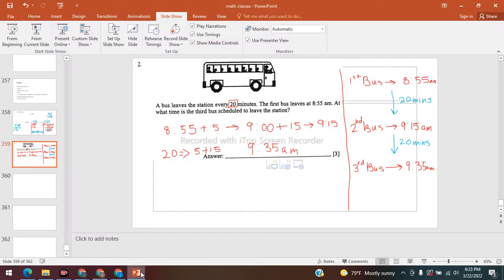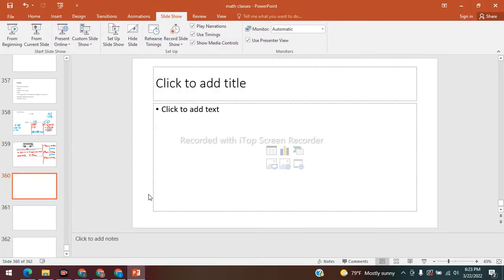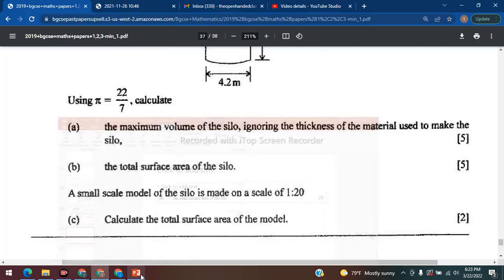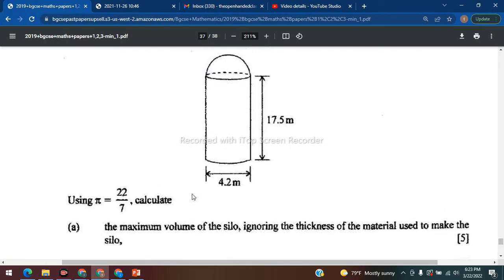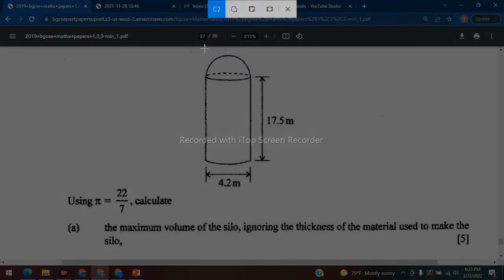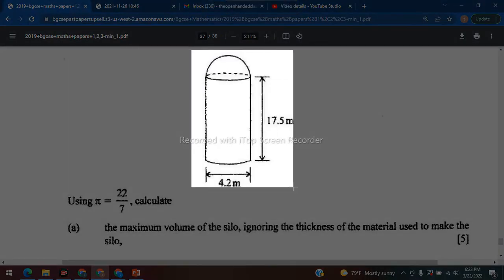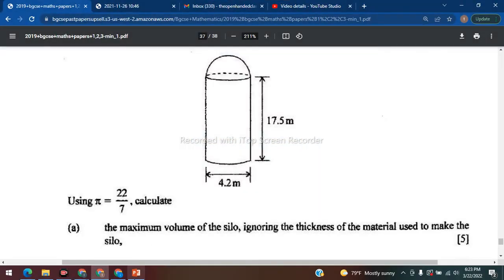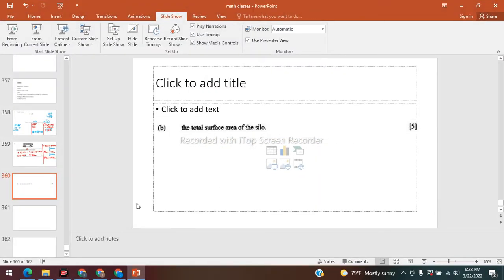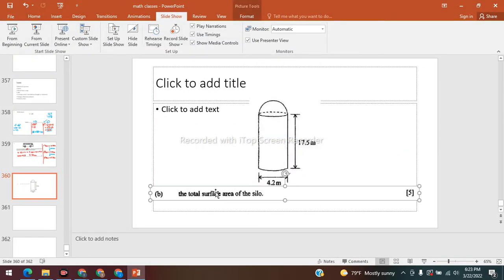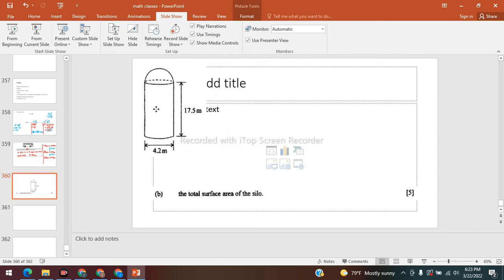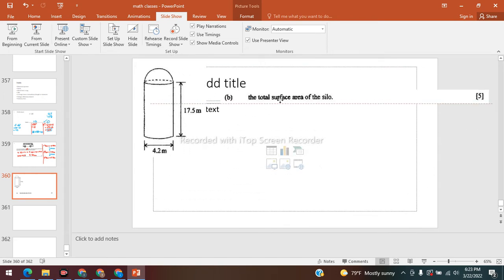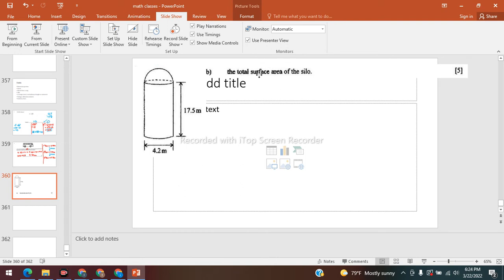And so for this one, we're going to be using a lot of formulas because we need to first figure out what is the formula for the surface area of a cylinder, and then we need to figure out what is the formula for the surface area of a sphere. Okay, so this question is asking us for the total surface area.